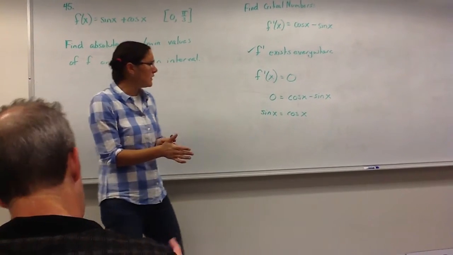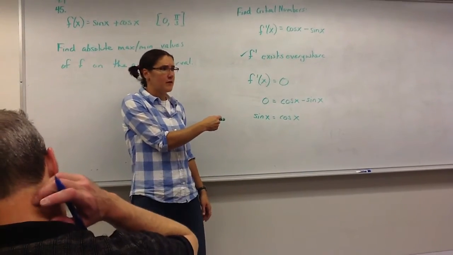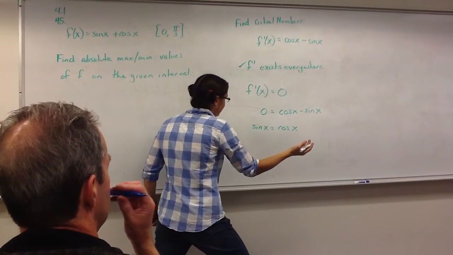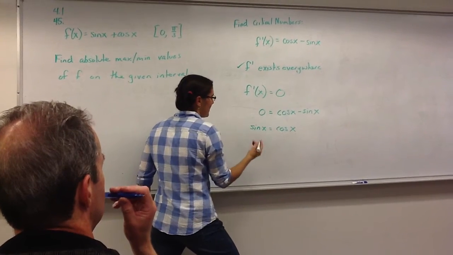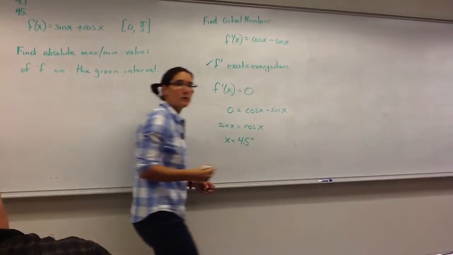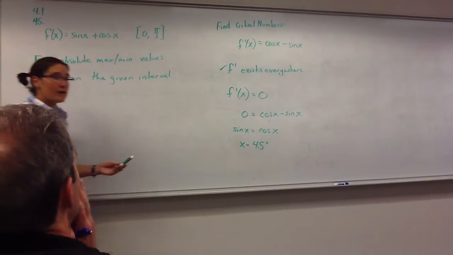Yeah, 45 degrees. So 45 degrees is an angle where the sine and the cosine are exactly the same for our two functions. I should say 45 degrees is the angle where sine of 45 and cosine of 45 are the same value. So x equal to 45 degrees will work. Now, there's a bunch of other angles that would also work.